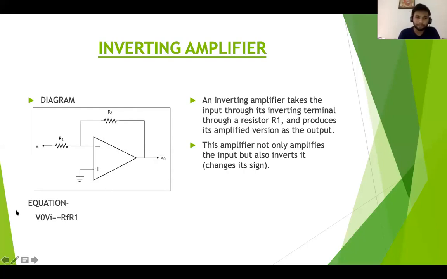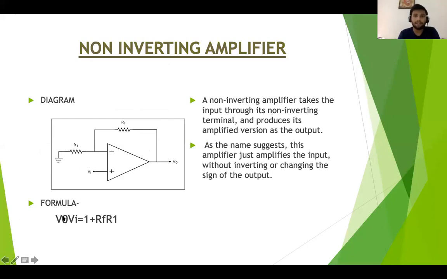Equation for the output voltage is: the ratio of output voltage to input voltage is equal to negative of RF by R1. RF and R1 are the resistances. R1 is connected with the power supply and RF is in feedback.